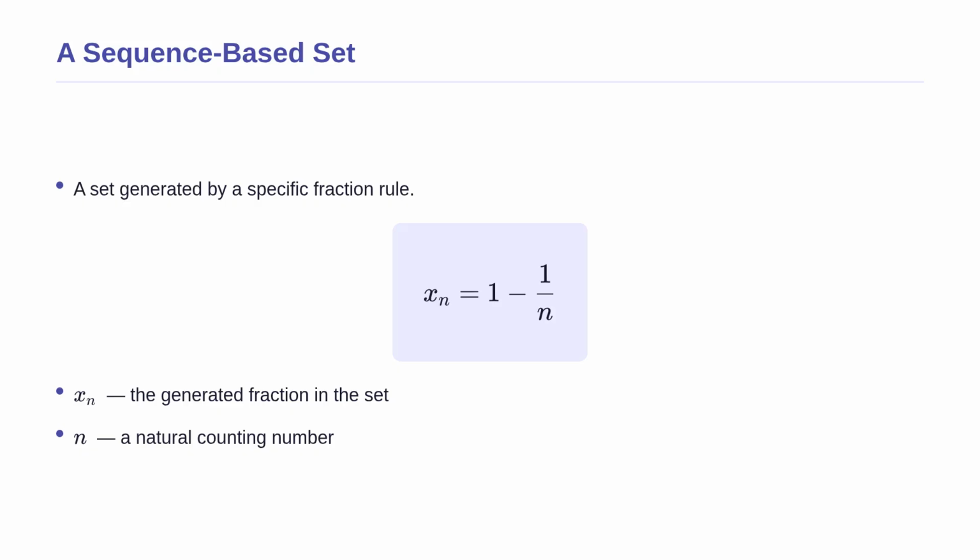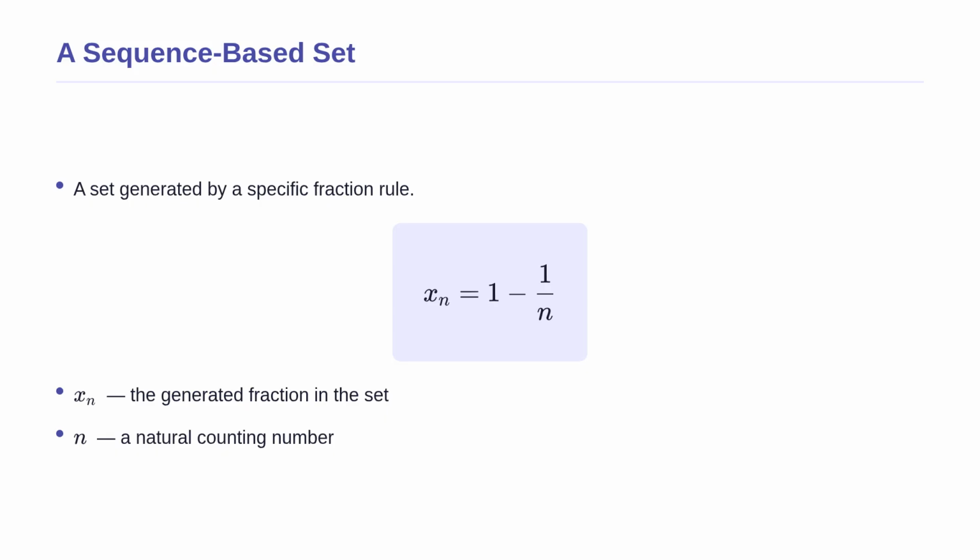With that fundamental rule in mind, let us introduce a slightly more complex scenario that you will frequently encounter in exams. Here, we have a set generated by a specific sequence rule. The formula is x sub n equals 1 minus 1 divided by n. In this equation, x sub n represents the individual fractions that make up our set. The variable n represents any natural counting number, starting from 1, then 2, 3, and so on to infinity.